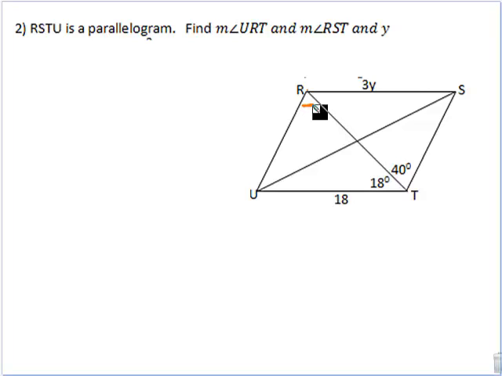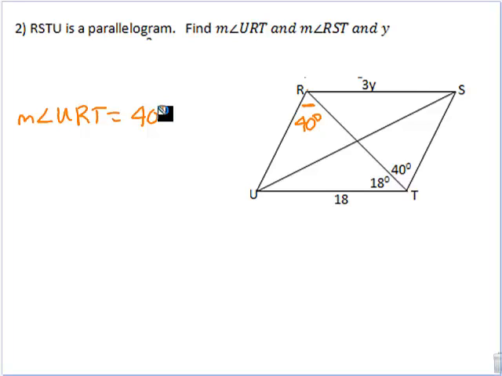So you're telling me that this is 40 degrees. Why? Because alternate interior angles of parallel lines are congruent. So that would be definitely correct. So the measure of angle URT should be 40 degrees.